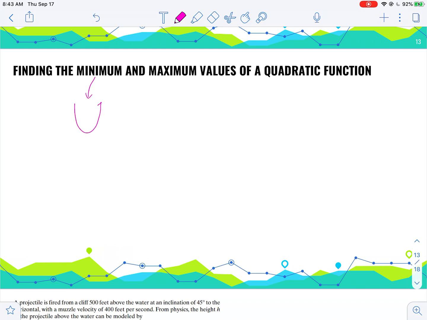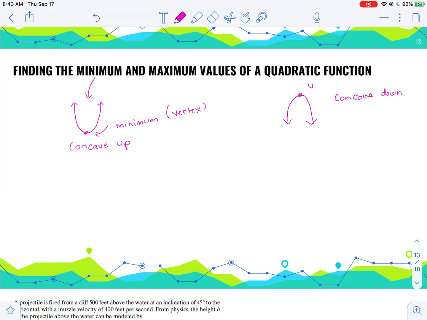So finding the minimum and maximum values of a quadratic function. Well, a graph of a parabola will have a minimum if it's concave up. So if it's concave up, then you're going to have a minimum value. And where is that minimum value on the parabola? It's at the vertex. So the vertex is going to be the maximum or minimum value.